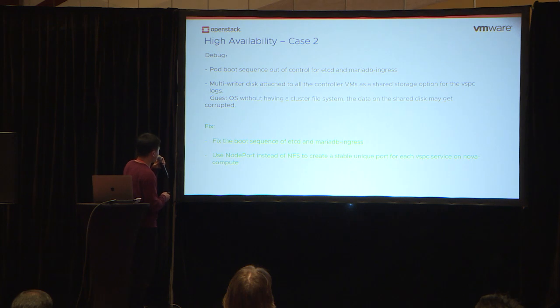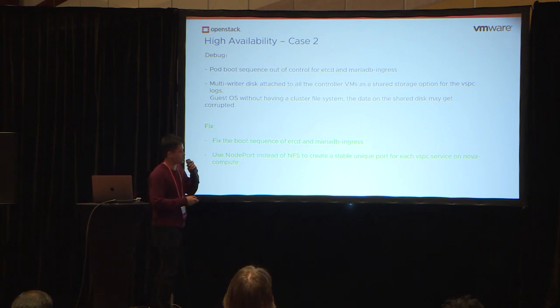So we fixed this by reordering the boot sequence to make sure etcd boots up after the MariaDB ingress is up. And finally, we use the node pod instead of NFS or the multi-writer solution to create a stable, unique pod for each vSphere compute service in the Nova Compute service.